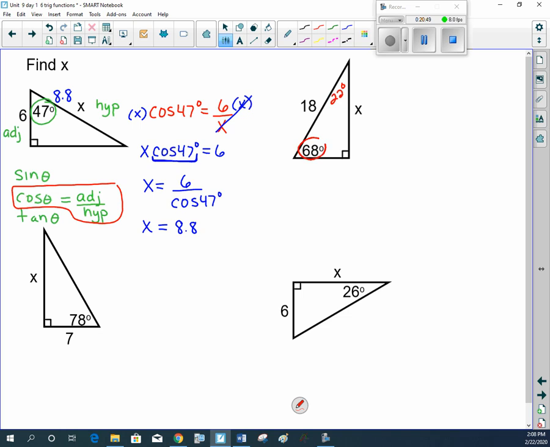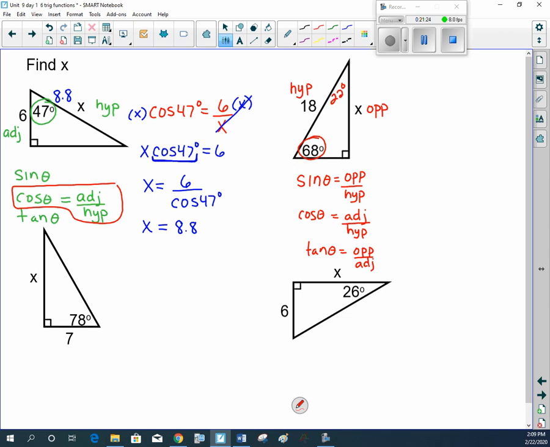So I'm going to use 68 as theta. So I've got to figure out what are my labels for my sides. If I'm standing at 68, then the x is considered the opposite side, and the 18 is considered the hypotenuse. So once again, you have to pick the right trig function. Do I want sine theta equals opposite over hypotenuse? Do I want cosine theta equals adjacent over hypotenuse? Or do I want tangent theta equals opposite over adjacent?